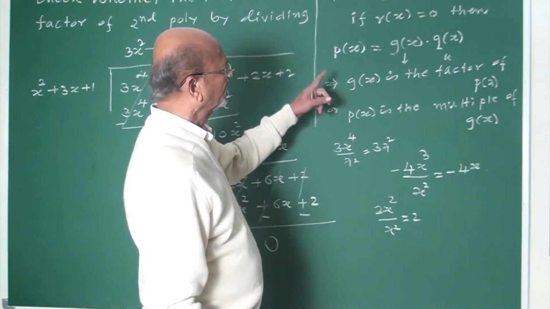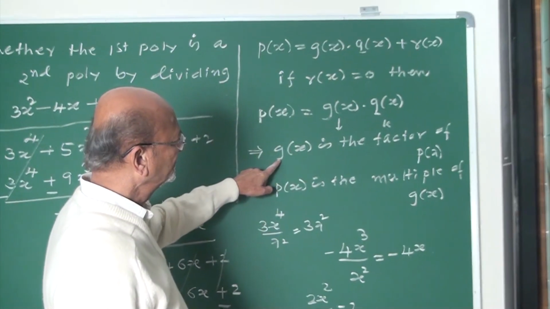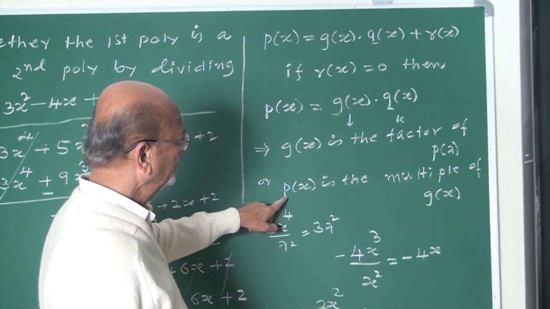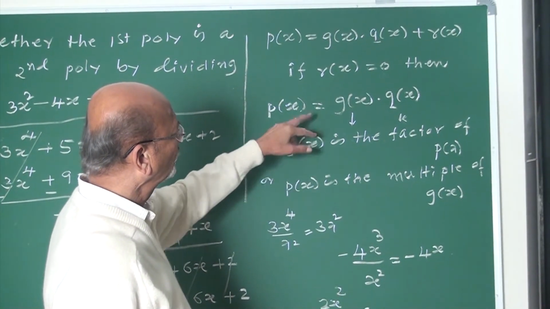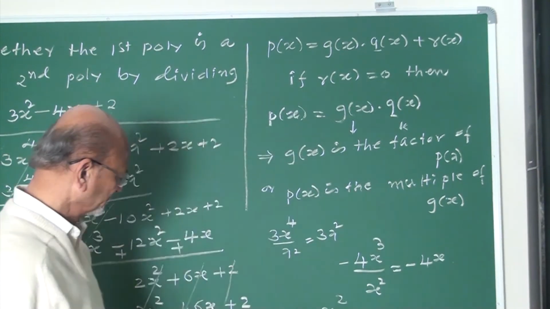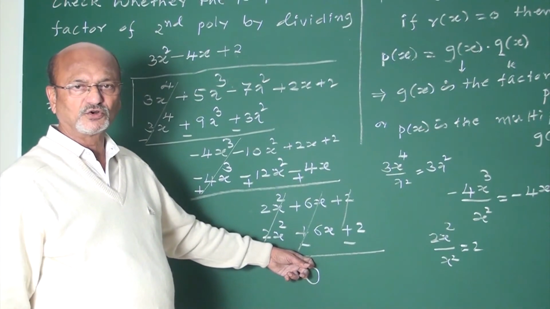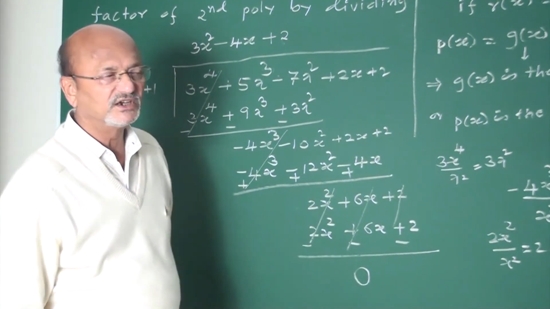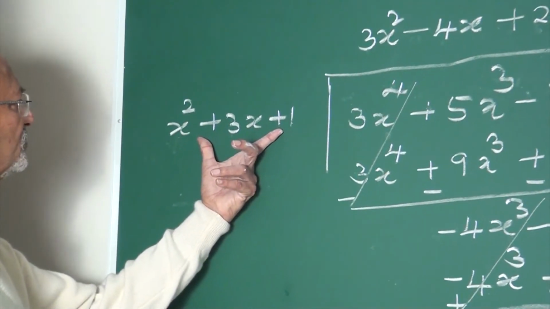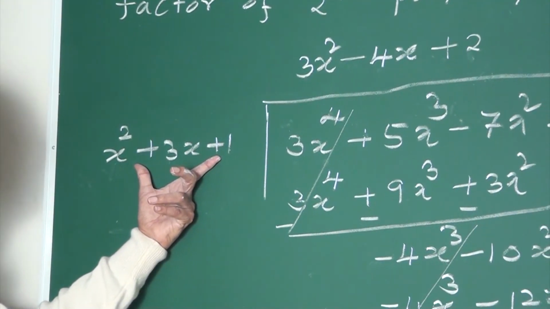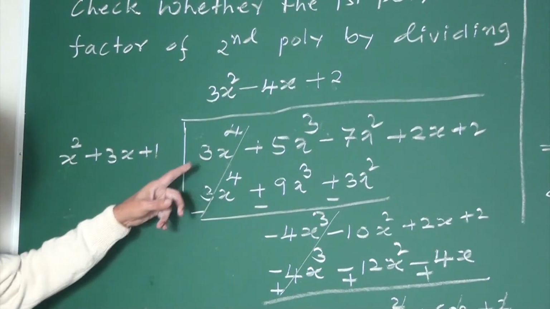My friend, I told you here, if the remainder is 0, then gx is the factor of px, and px is the multiple of gx. We wanted the factor. So, this is a factor only when the remainder is 0. See my friends here, what is the remainder? Remainder is 0. When the remainder is 0, then the divisor, what is the divisor here? The divisor is this, x square plus 3x plus 1, and it is a factor of this dividend.